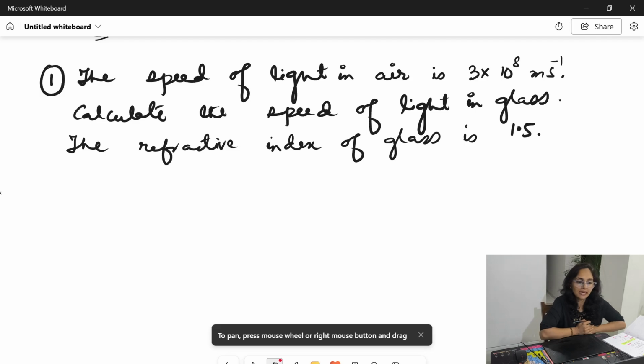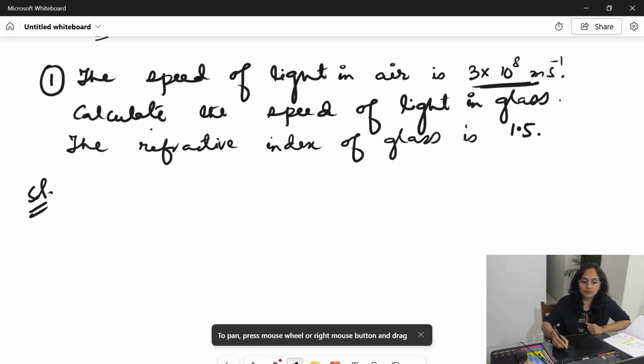So students, I have taken a question. Have a look at this question. It says the speed of light in air is 3 into 10 to the power 8 meter per second. We have to calculate the speed of light in glass, and the refractive index of glass is given to us as 1.5. Let's see how to solve it.